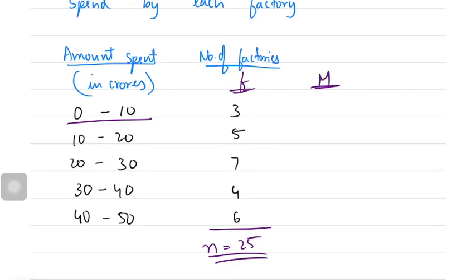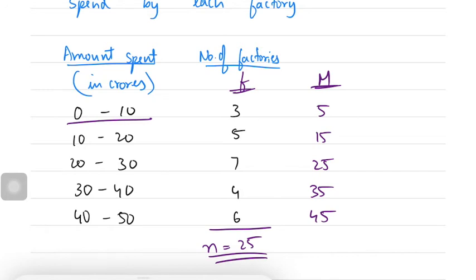Okay. So how do you calculate midpoint? My next column will be m. Midpoint is 0 plus 10 divided by 2. Okay. That's how it is. So the middle number is the midpoint. So 5, 15, here it will be 25, 35 and 45. These are the midpoints. Okay, the middle number.